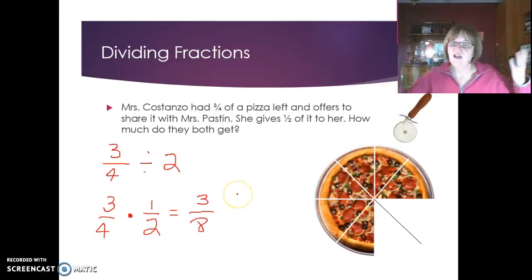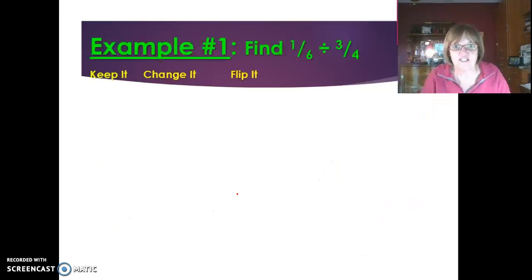And look at that. It matched the picture. Can you believe it? That's because math works, you guys. It really works. So here's another example. What we just figured out was that we can keep the first fraction. We got to change division to multiplication, and then we flip the second fraction.